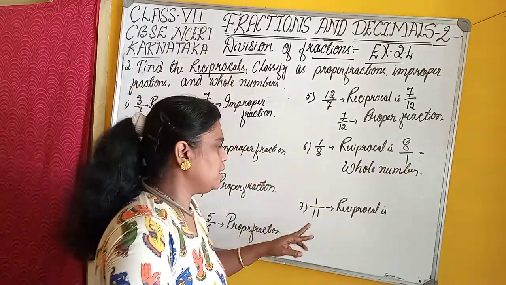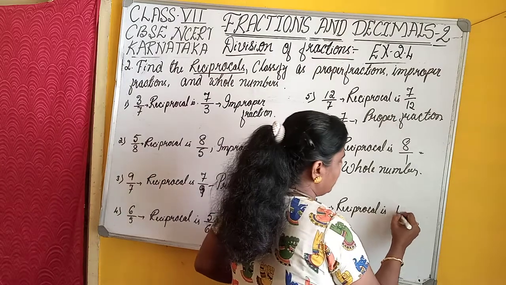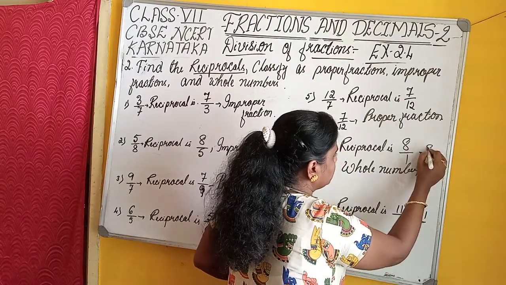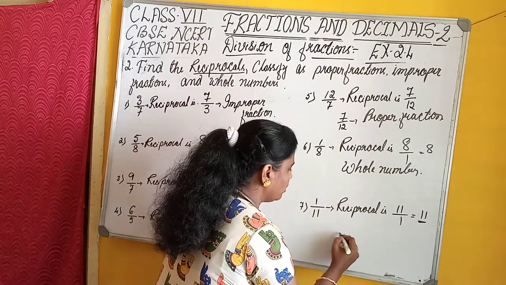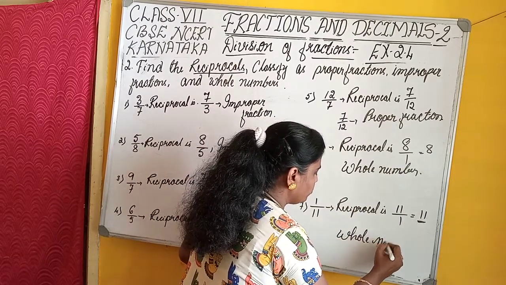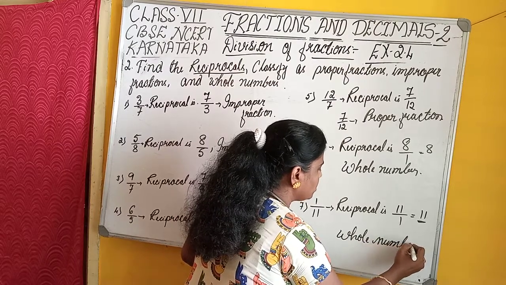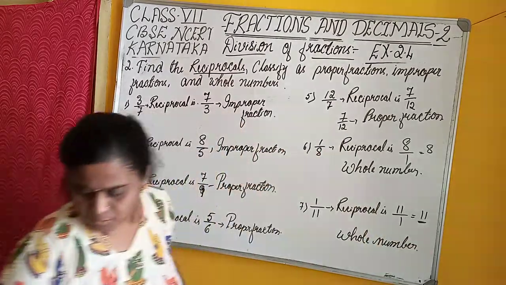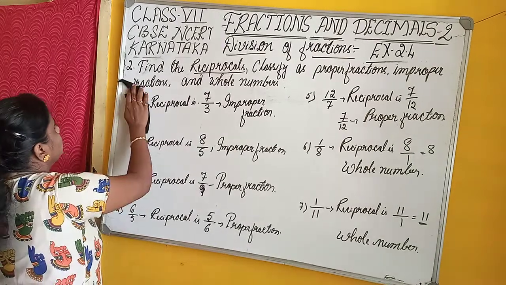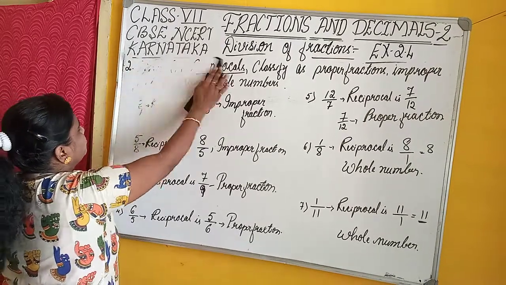1 by 11 is there. The reciprocal of 1 by 11 is 11 by 1, which is nothing but 11. Therefore, it is a whole number. Okay, students, understood this? Let us move on to the next question, the third one.